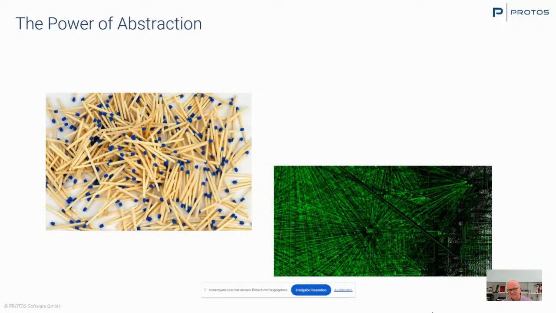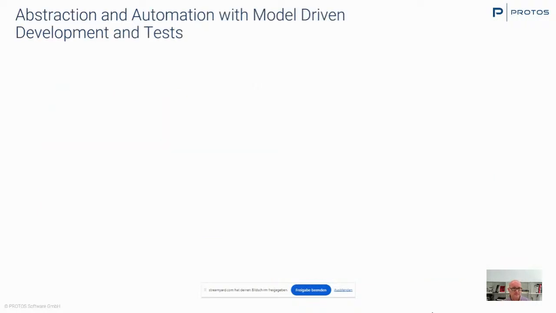As you can see, just having a class diagram doesn't really help you. You see a lot of details. It's just a flat representation of your code as a diagram. It doesn't really give you an abstraction. And that's what our projects look like. So we need a little bit more. We need abstraction to help with our complex systems. Let's have a look at the power of abstraction and automation we get through model-driven development and tests.